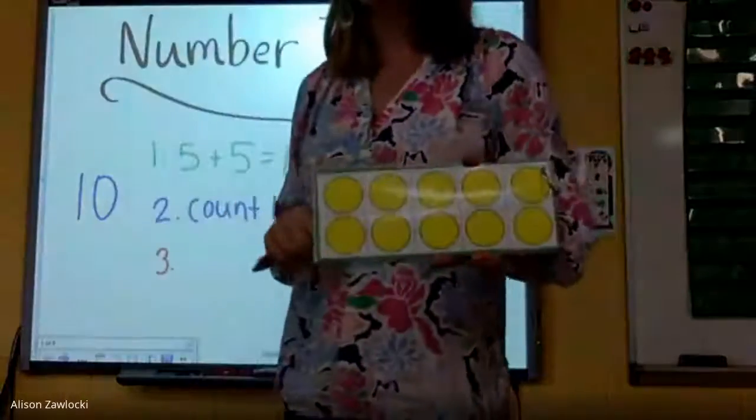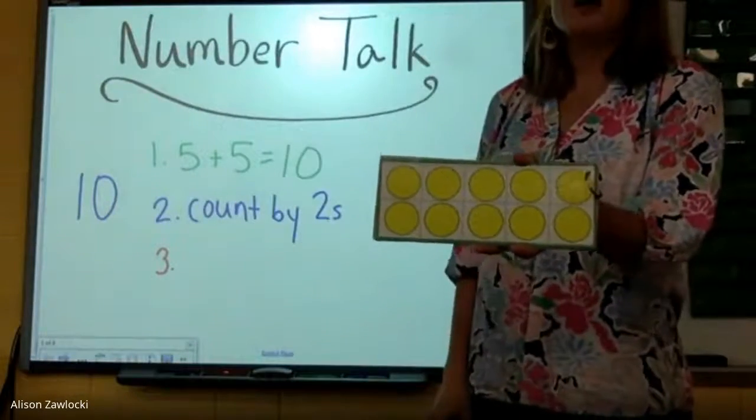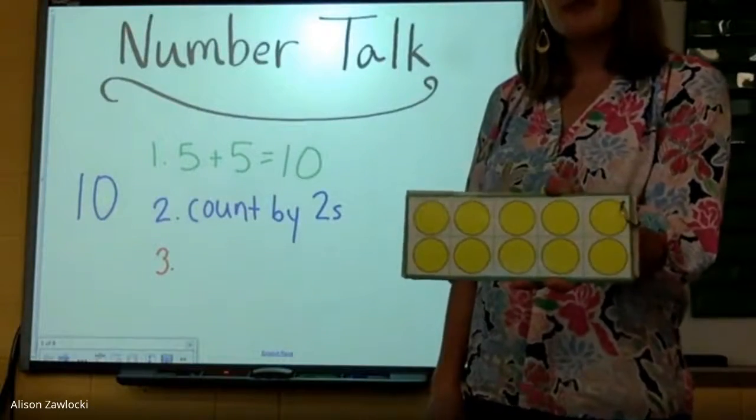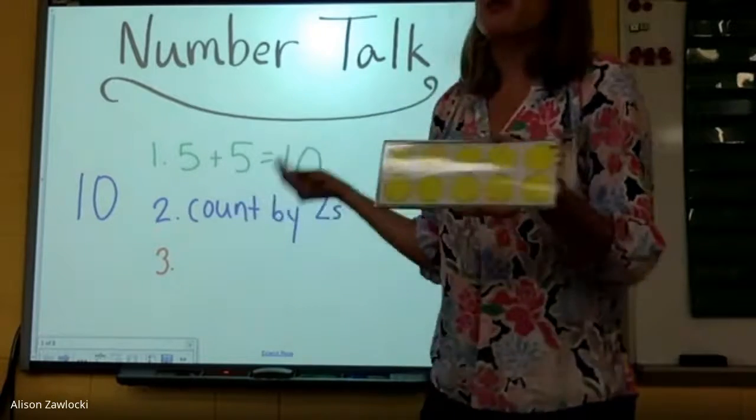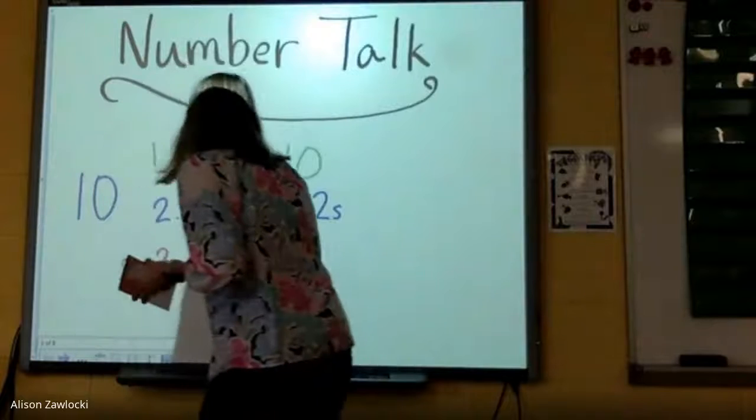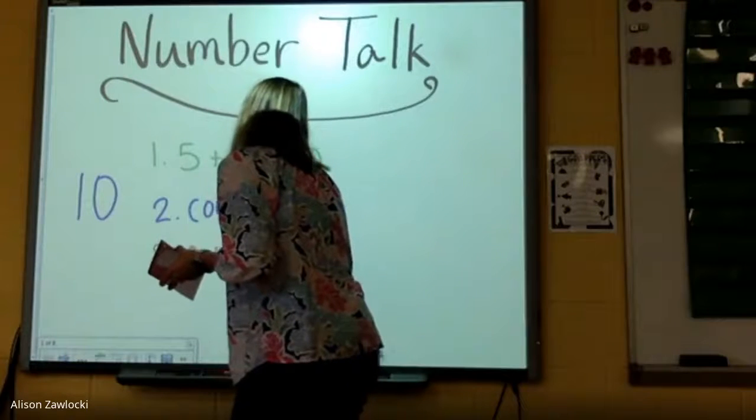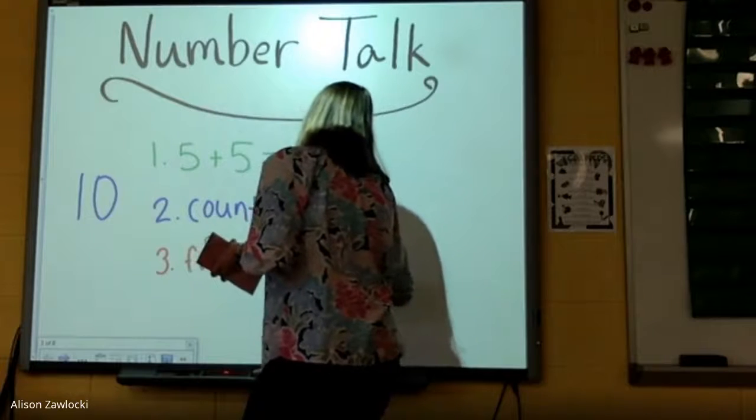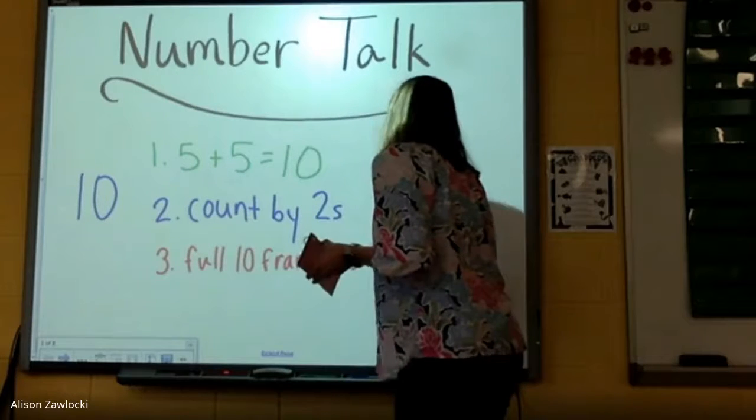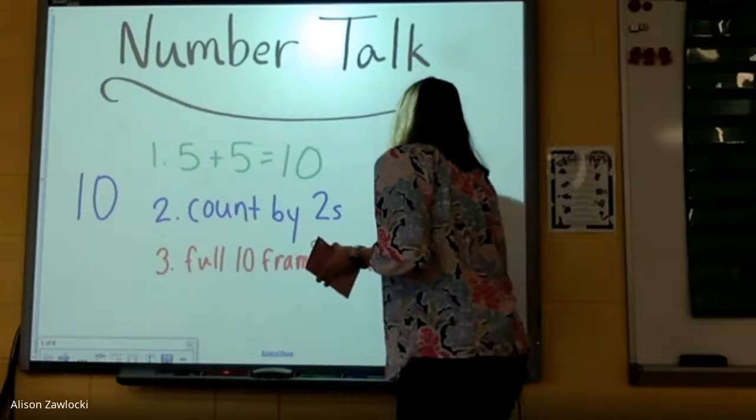Another way I thought to count these is I thought I could look at the 10 frame and know that there are 10 boxes in that 10 frame. We learned that in kindergarten. And know that the 10 frame is full. So I know I have a full 10 frame, which equals 10 dots. So I'm going to write full 10 frame, which tells me there are 10 dots. So I just knew that.